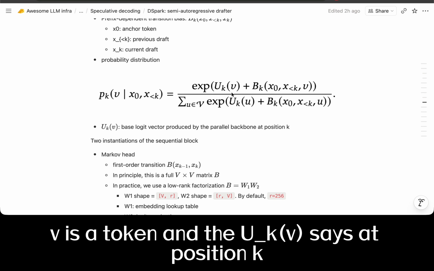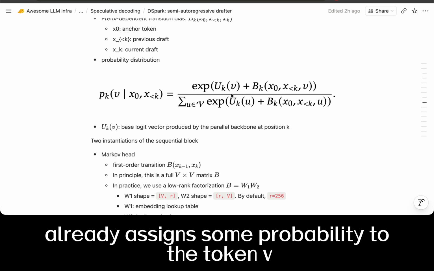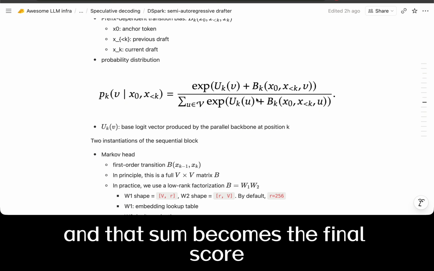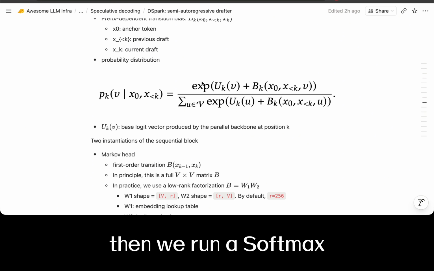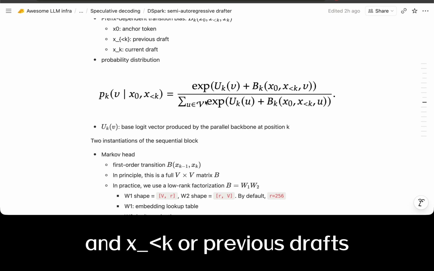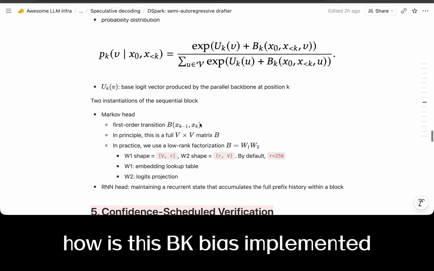Look at this formula. V is a token, and the u_k(v) says at position k, the parallel backbone already assigns some probability to the token V. We take that and add the transition bias on top, and that sum becomes the final score. Then we run a softmax. So in essence, the sequential part is conditioning on x1, the bonus token, and x less than k, or previous drafts. How is this B_k bias implemented?